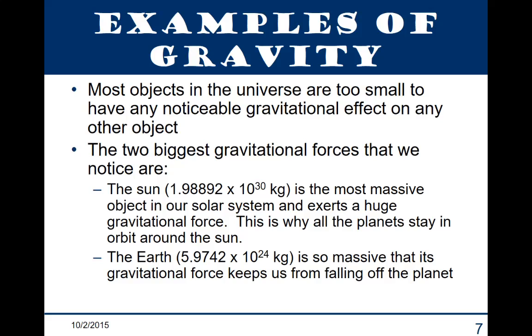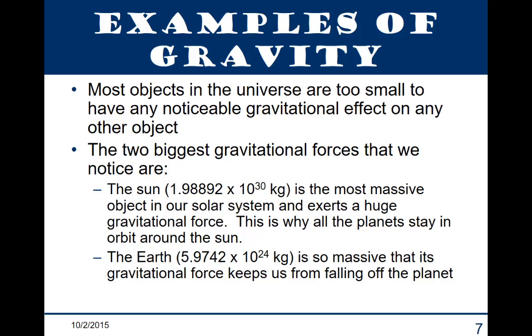Okay. The two biggest gravitational forces that we notice, however, here on our planet are, one, the Sun. It is the most massive object in our solar system. You can see that 1.98892 times 10 to the 30th kilograms is huge. And it makes up about 99% of the mass of the entire solar system. This exerts a huge gravitational force, and that's why all the planets stay in orbit around the Sun.